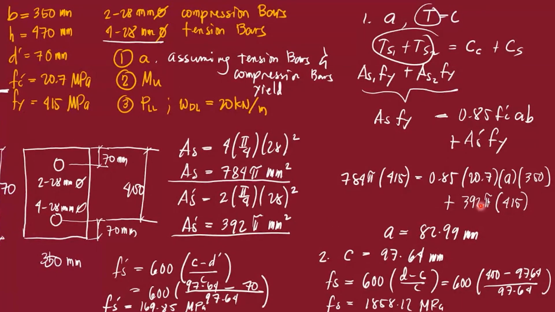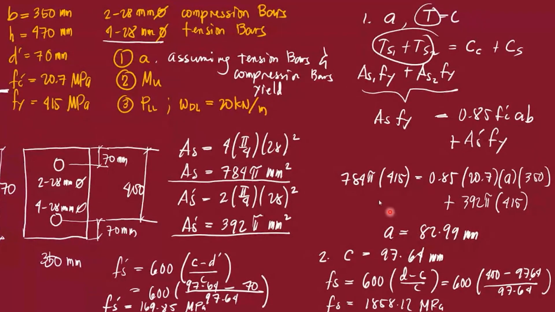So, your assumption that the steel in compression yields is wrong. Right? The assumption that the compression bars yield is wrong. But the problem specifies that you have to assume that the tension bars and the compression bars yield. Right? So, what value will you give? A. Looking at number 1, the problem says assume tension bars and compression bars yield. What is the value of A? That is your initial answer.